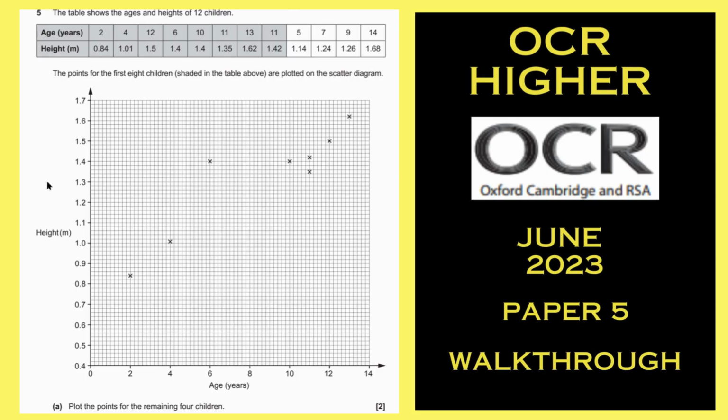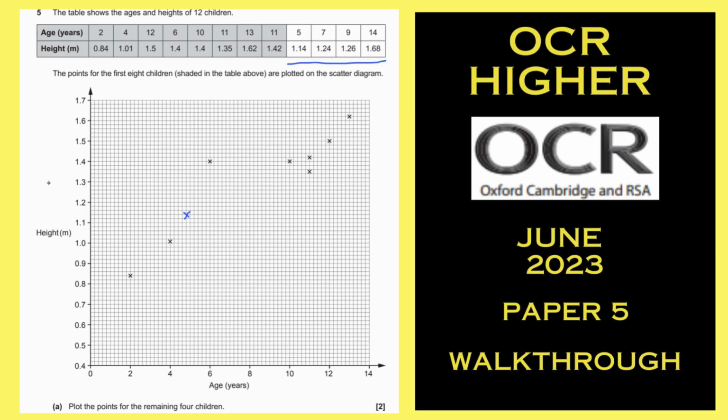5, good old scatter diagrams, starting off with part A. You've got to plot the unshaded 4 points. Not as easy on this as it is on paper, so fingers crossed for me. Hopefully yours is more accurate than mine, so here we go. 5 along, 1.14 up, 1.1 and a couple more. I'm going to hope it's there.